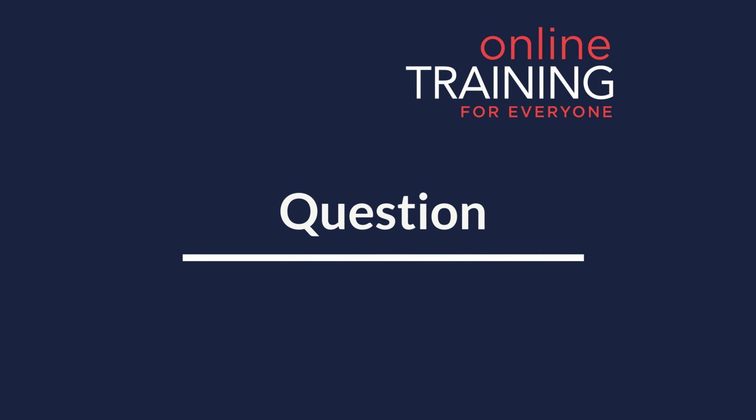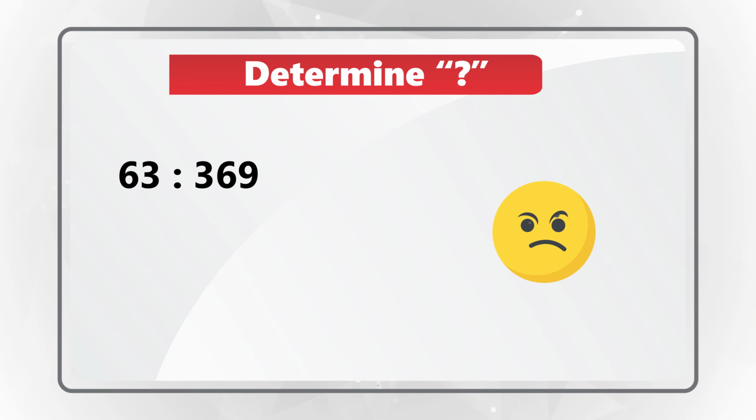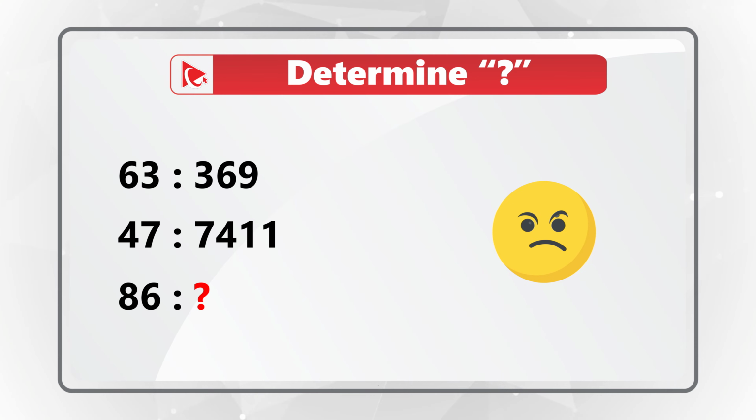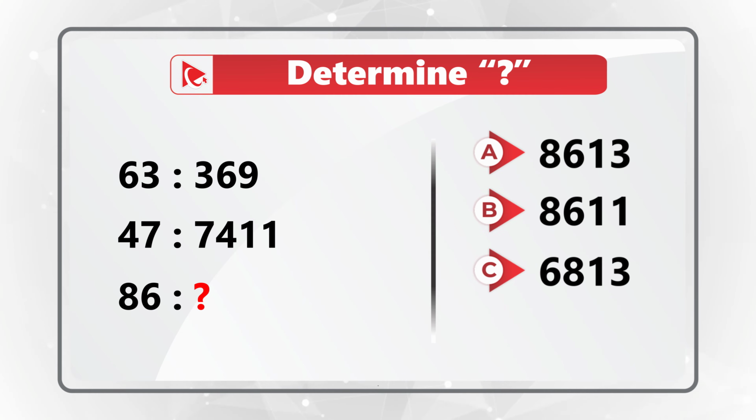Here is one of very interesting questions to test your analytical skills. You're presented with 3 ratios, 63 to 369, 47 is to 7411, and then you have a third ratio where 86 is related to question mark. And you need to determine the question mark based on the 4 different choices. Choice A, 8613, choice B, 8611, choice C, 6813, and then choice D, 6814.